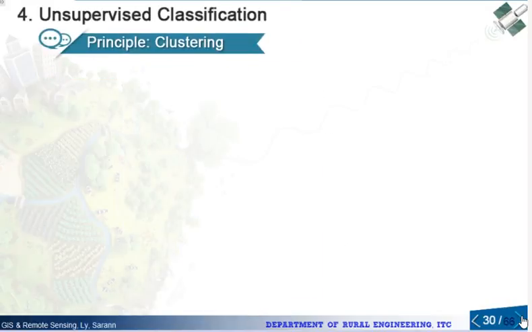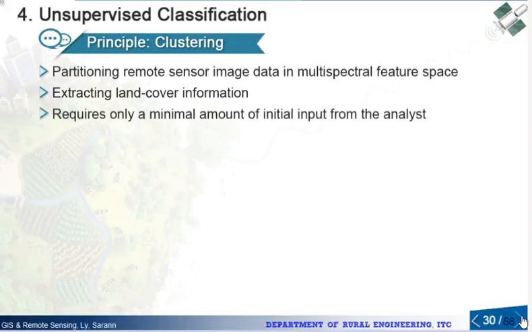Unsupervised classification is commonly referred to as clustering, which is an effective method of partitioning remote sensor image data into multispectral feature space and extracting land cover information. Compared to supervised classification, unsupervised classification normally requires only a minimum amount of initial input from the analyst. That is because clustering does not normally require training data.